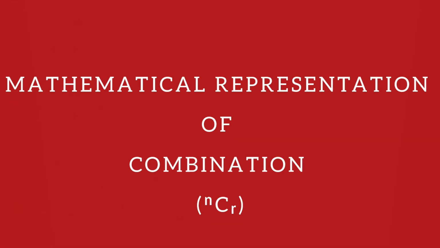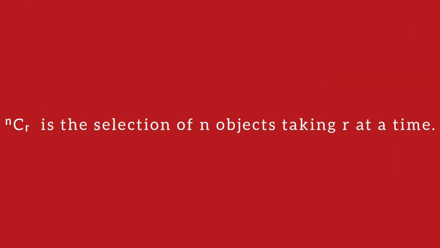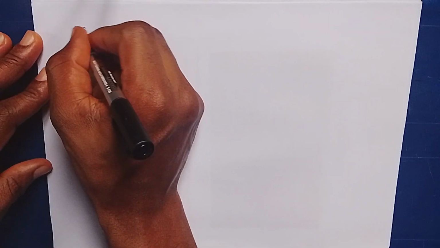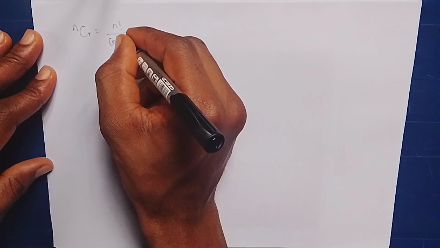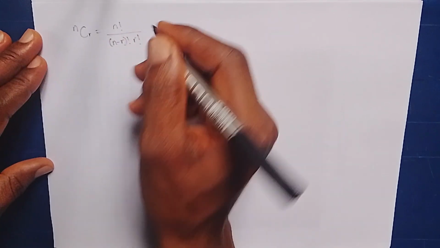So now let's move on to the mathematical representation of combination. NCR, that's n combination r, is the selection of n objects taking r at a time. The formula for NCR is equal to n factorial over n minus r factorial times r factorial. This is the formula for combination.